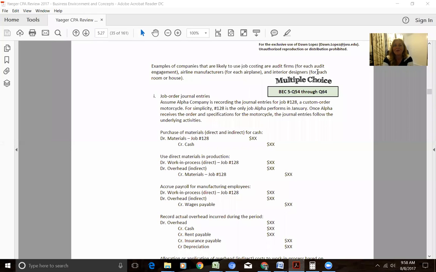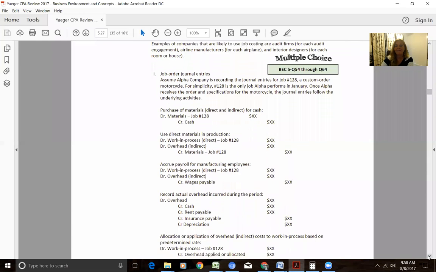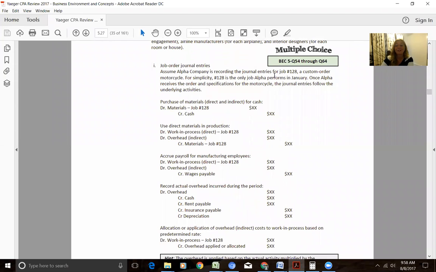Let's take a look at how those journal entries would look for that particular example. These journal entries are actually pulled directly from your textbook. So, job order journal entries. In this example, assume that a company is recording the journal entries for job number 128, which is a custom order motorcycle. Notice that we're using job order costing, and it's a custom order motorcycle, so that does seem appropriate. Remember, job order costing is the appropriate kind of costing that we would use when our jobs are very unique and distinct from each other.